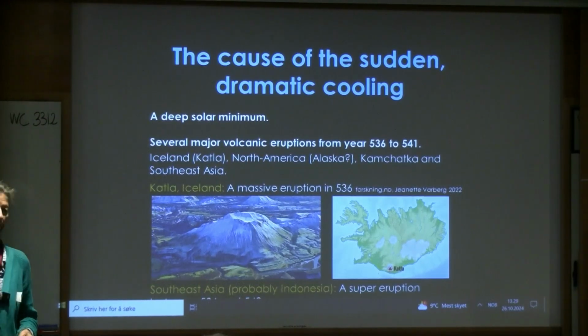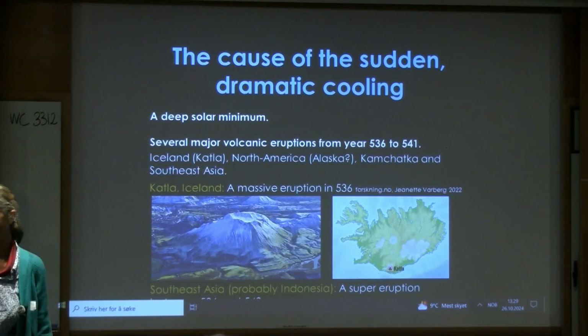Here we know a little bit more about the causes of this dramatic climatic event. There was a deep solar minimum. I tried to find a name for this solar minimum, but I haven't found it. We know that several volcanoes had major eruptions from 536 to 541, among other places in Iceland, in North America, in Kamchatka in Russia, and in Southeast Asia. Katla in Iceland had a massive eruption in 536, and they also think there was a very big one in Southeast Asia, probably in Indonesia, which can be categorized as a super eruption.